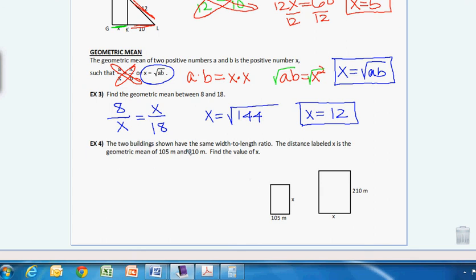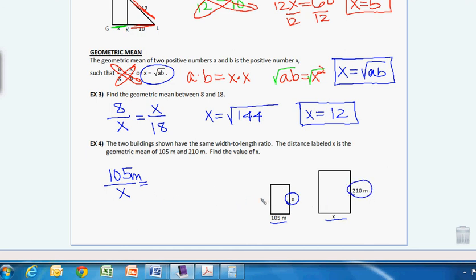Let's look at an actual problem and set it up. The two buildings shown have the same width to length ratio. The distance labeled X is the geometric mean of 105 and 210. Find the value. Looking at our proportion, we have 105 compared to X, so 105 over X will be equal to, keeping our units, X and 210. Those are our side values.